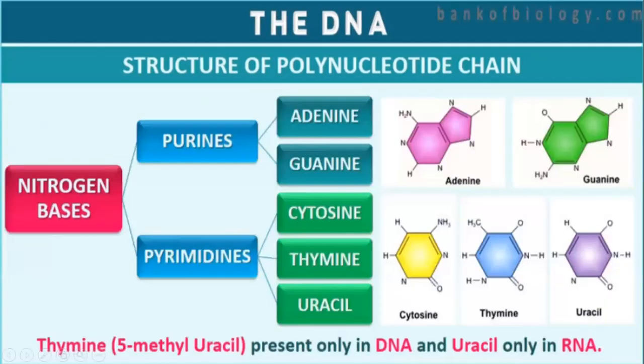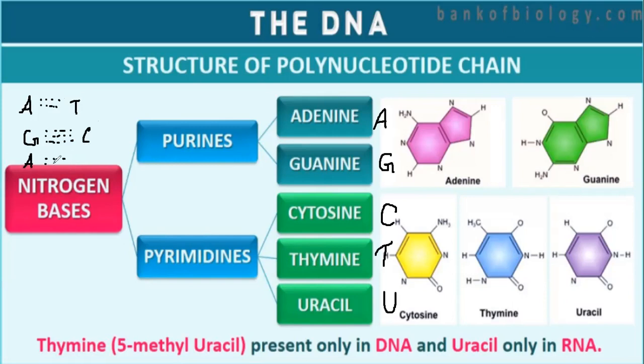So this is what we have discussed. Nitrogenous bases can be divided into purines and pyrimidines. Purines are adenine and guanine; the pyrimidines are cytosine, thymine and uracil. Adenine is represented by capital A, guanine by G, cytosine by C, thymine by T, and uracil by U. Adenine always pairs with thymine in DNA by a double hydrogen bond, guanine always pairs with cytosine in DNA by a triple hydrogen bond, and adenine always pairs with uracil in RNA by a double hydrogen bond.